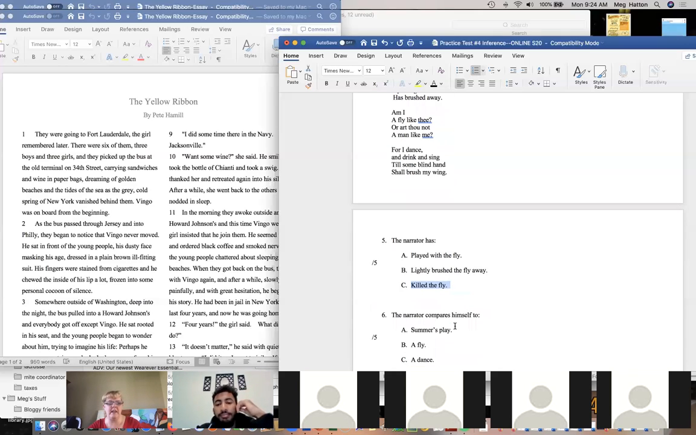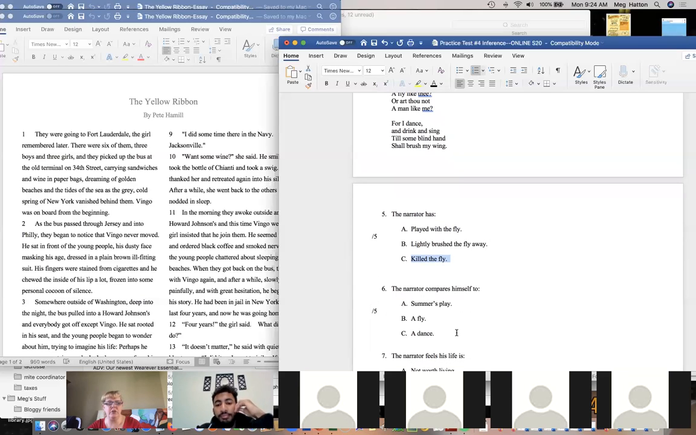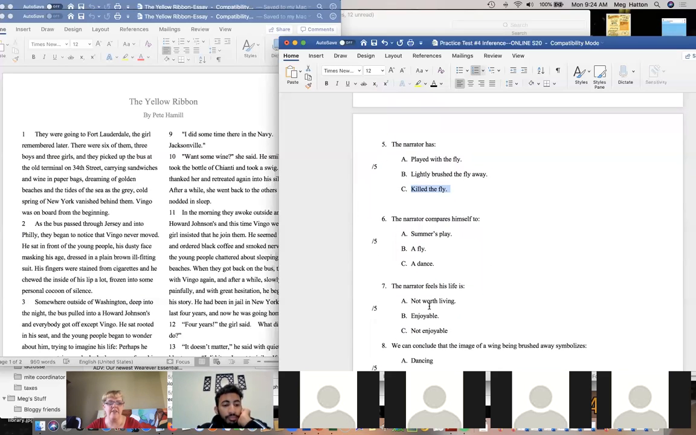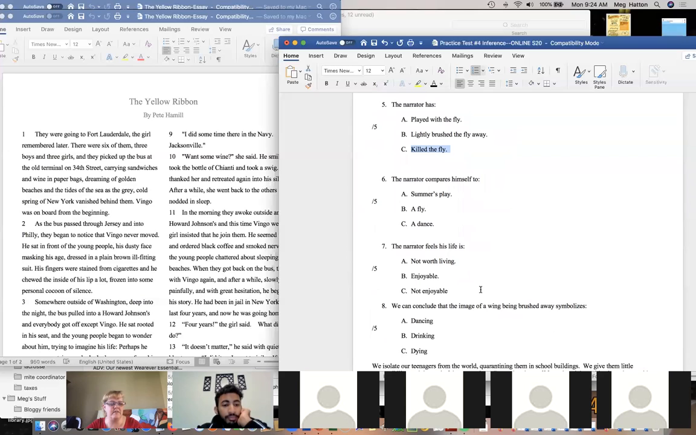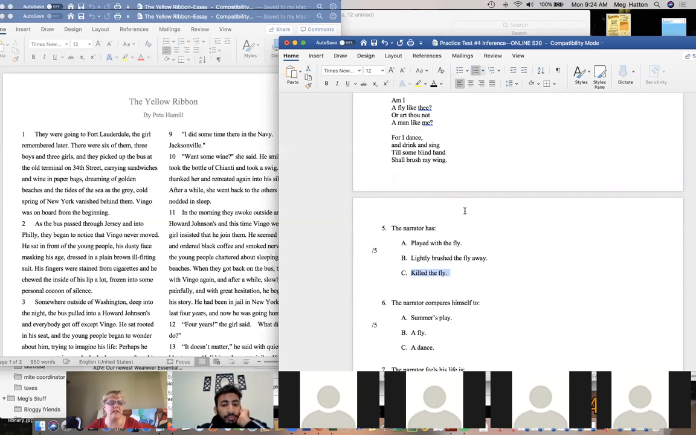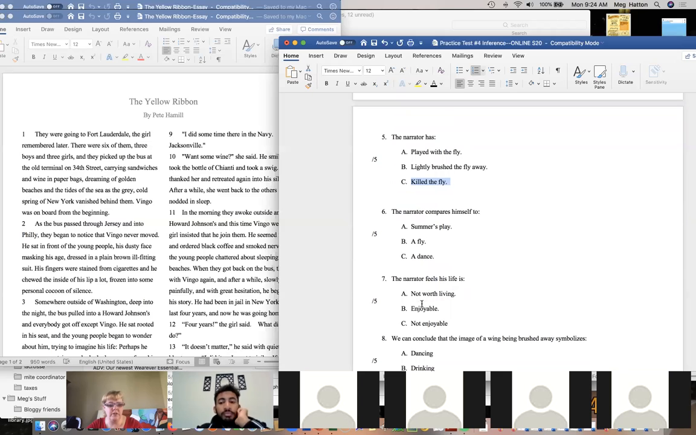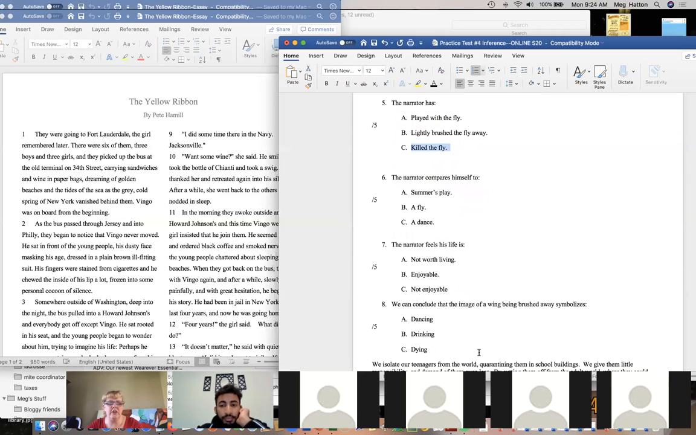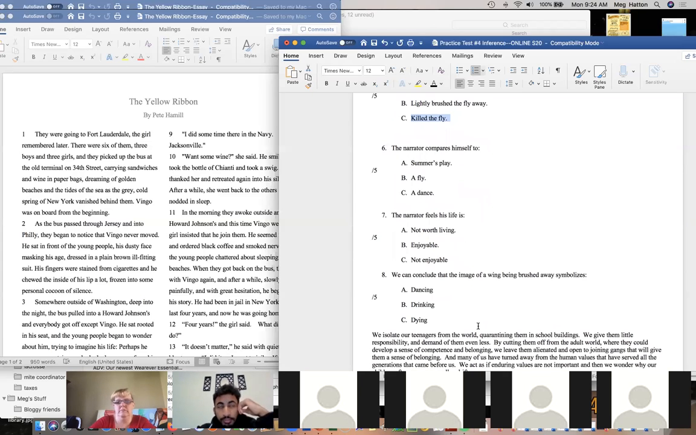And now the narrator compares himself to a fly, right? Yes, that is exactly what this is. It's a metaphor. It's a comparison to a fly. And the narrator feels his life is enjoyable. Yeah, he's dancing and drinking and singing, right? That's fun. And then we can conclude that the image of a wing being brushed away symbolizes dying, which goes back to this.